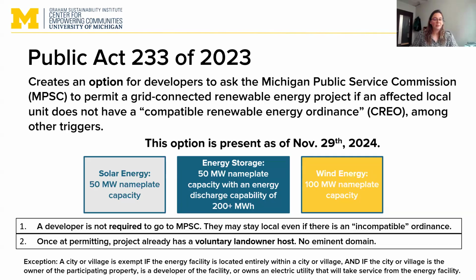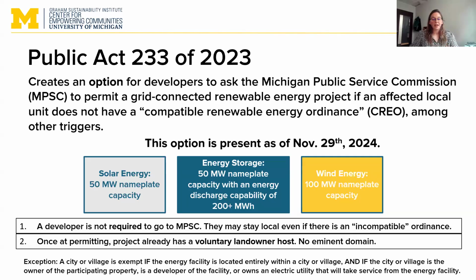The law was passed in the fall of 2023 and became effective in 2024. So for the last half a year or so, this is now an option present to developers. And there are some disclaimers at the bottom of this slide where we often need to remind communities that this is not equaling eminent domain.